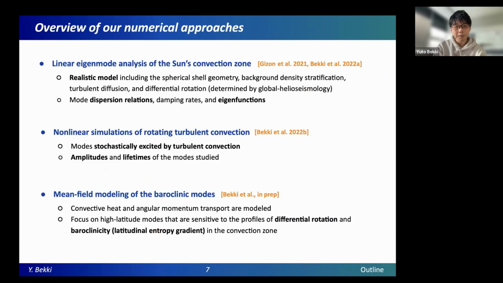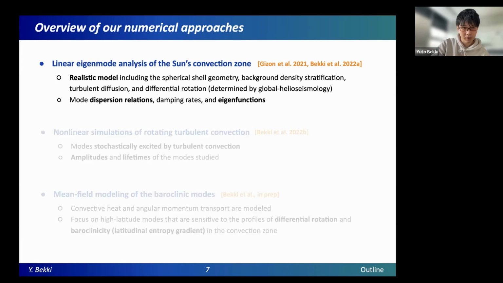All right, so in this talk, I'm going to present three different numerical approaches to numerically model the inertial modes in the sun. The first one is the linear analysis, and the second one is fully nonlinear turbulent rotating convection simulations. And the third one is also not a strongly nonlinear calculation, but in the mean field approach. And I want to emphasize that these three approaches are complementary to each other.